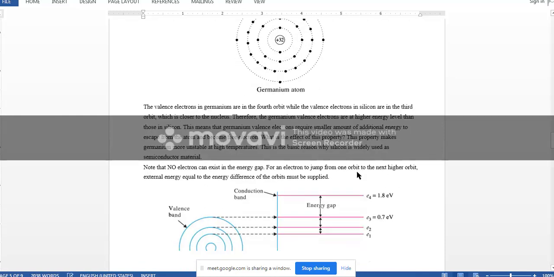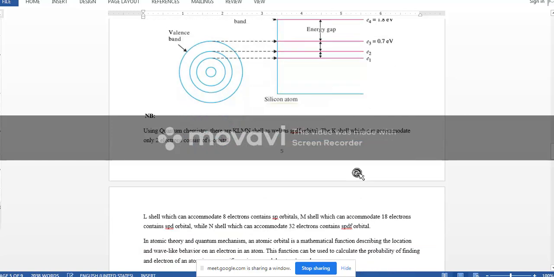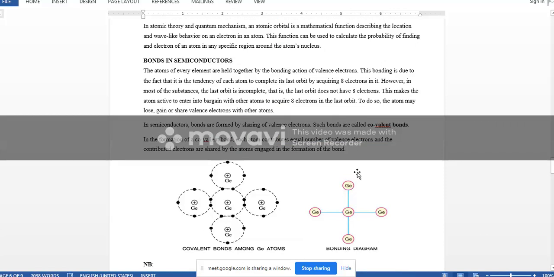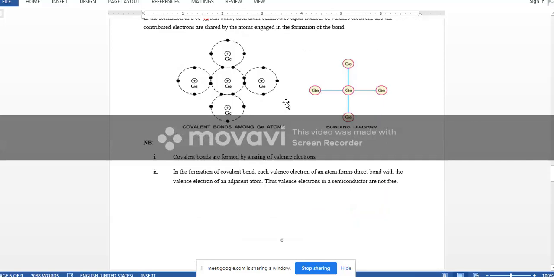From there, now we move to bonds in semiconductors. In semiconductors, bonds are formed through sharing of valence electrons. Such bonds are called covalent bonds, and each atom contributes an equal number of valence electrons during formation of covalent bonds. This is an example of germanium atoms which have formed 4 covalent bonds through sharing. As you can see, the center atom has shared electrons in the outermost energy level, the valence electrons, with 4 other germanium atoms, and therefore they have formed 4 covalent bonds.